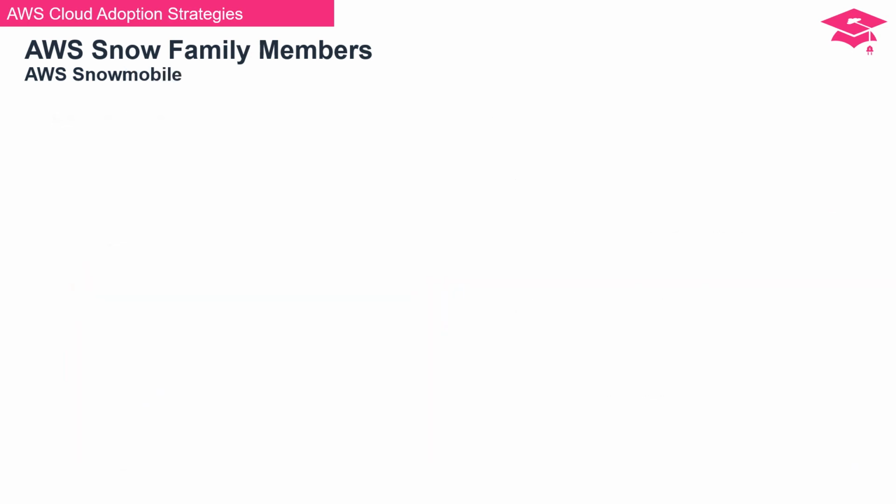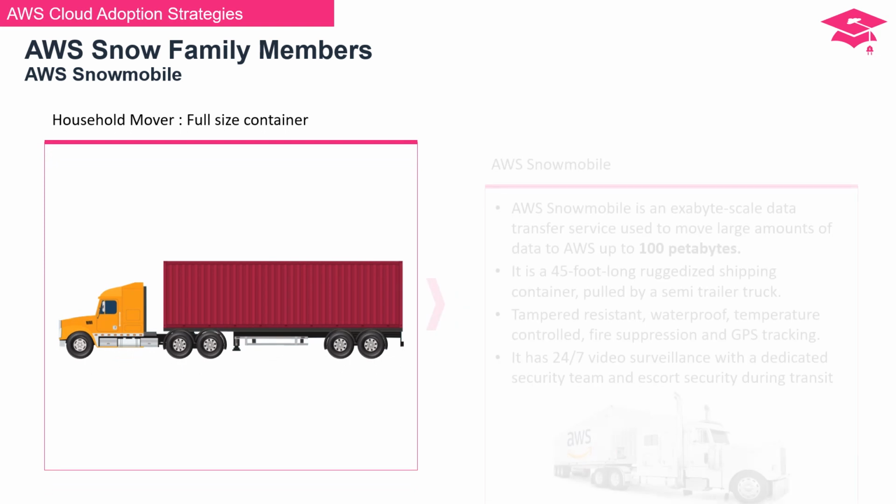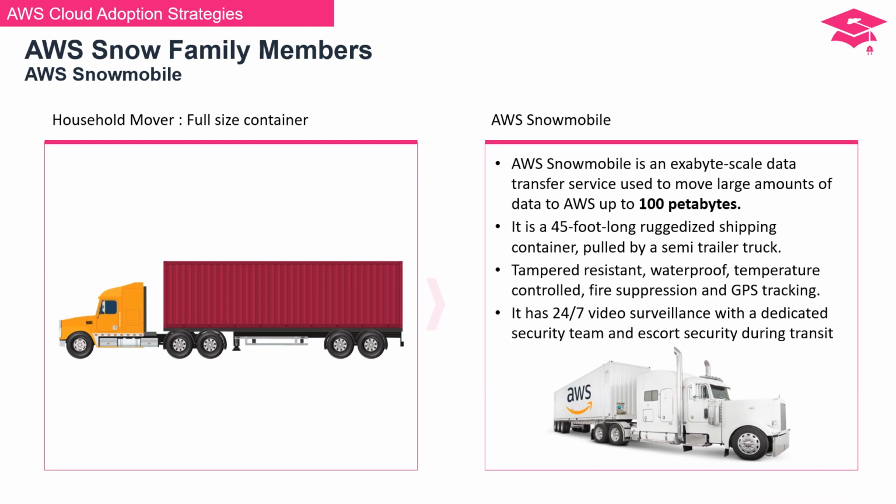Now, let's dive into the grand solution of the AWS Snow family, AWS Snowmobile. AWS Snowmobile is an exabyte-scale data transfer service designed for moving massive amounts of data to AWS, reaching up to a staggering 100 petabytes. This is not your average device, it's a 45-foot-long ruggedized shipping container, towed by a semi-trailer truck.